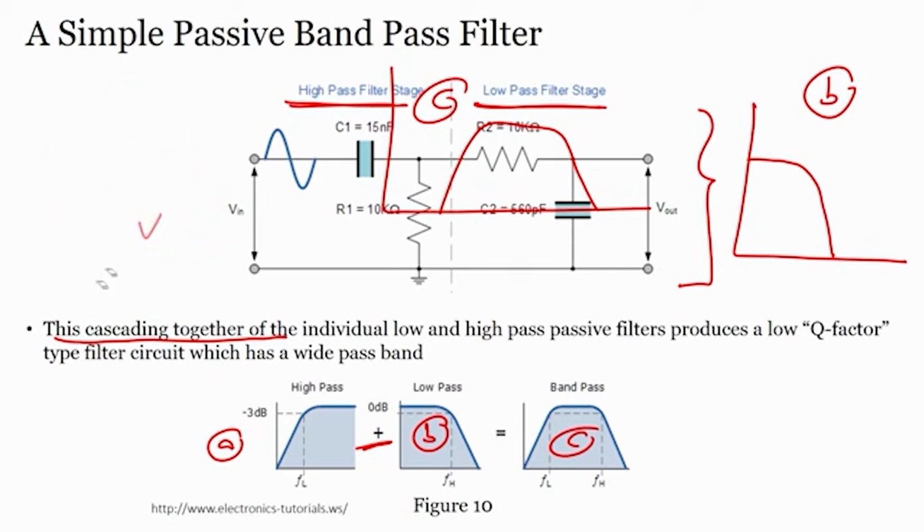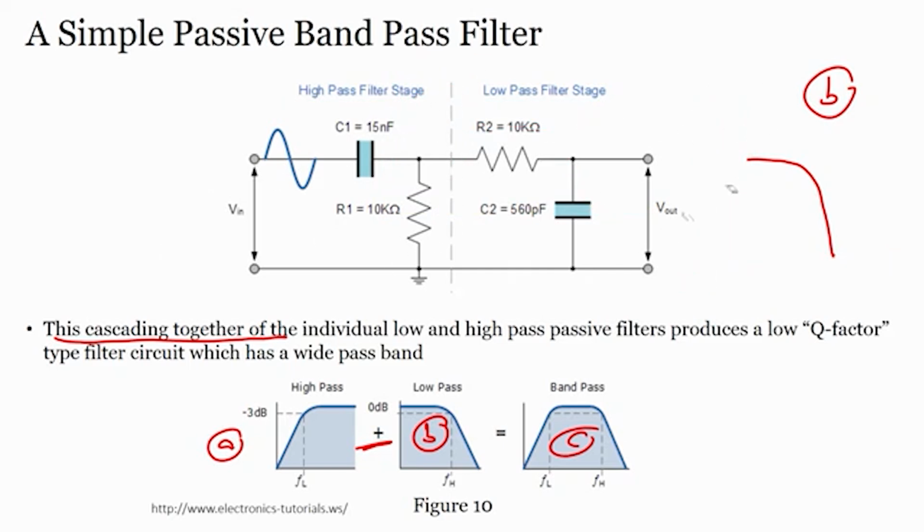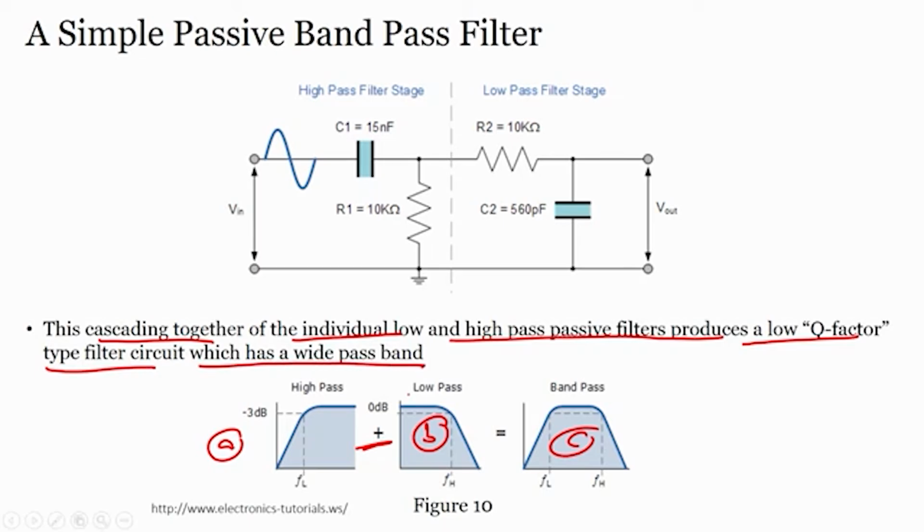So, point is, for designing a passive band pass filter, we can cascade the individual low and high pass filters. The cascading together of the individual low pass and high pass filter produces a low Q factor type of filter circuit which has a wide band pass. Cool, very easy. So, you can also design this kind of circuit, right. This is your simple passive band pass filter.